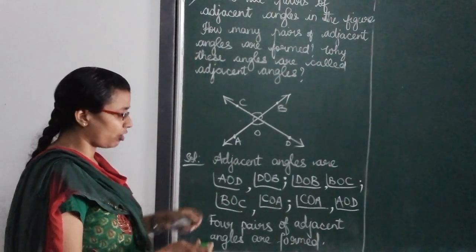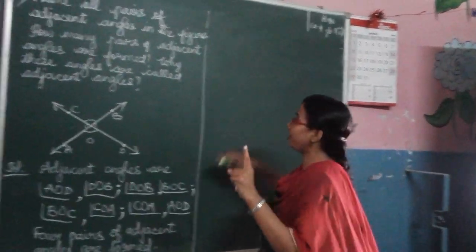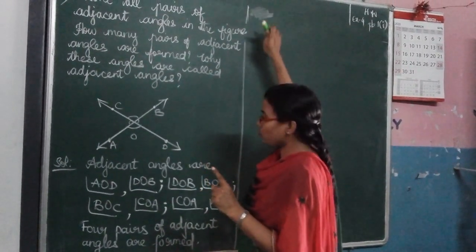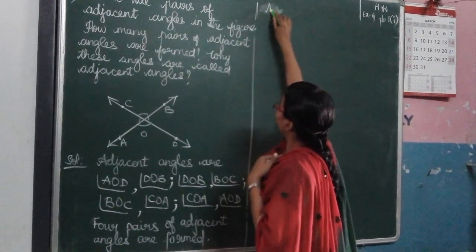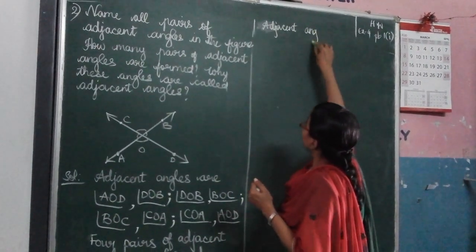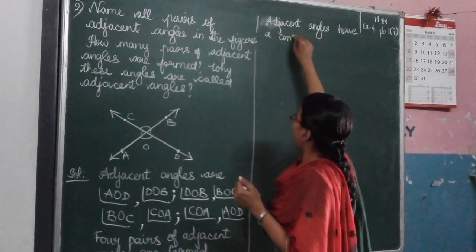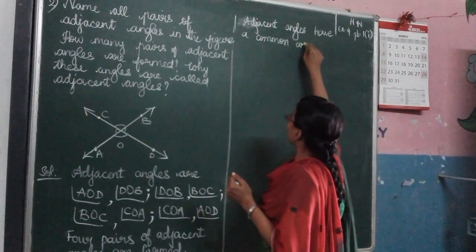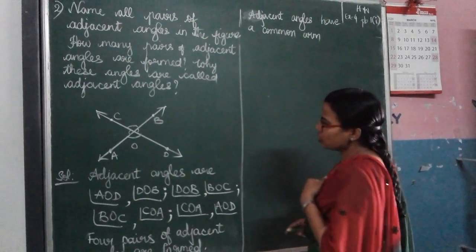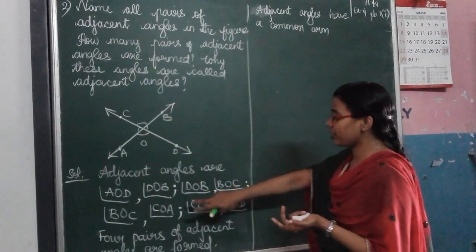Then why are these angles called adjacent angles? Yes, 2 conditions. What is the first condition? Common arm. So let me write this way. Adjacent angles have a common arm. What is the common arm here? It depends on the pair of angles that we are taking. The common arm is changing.